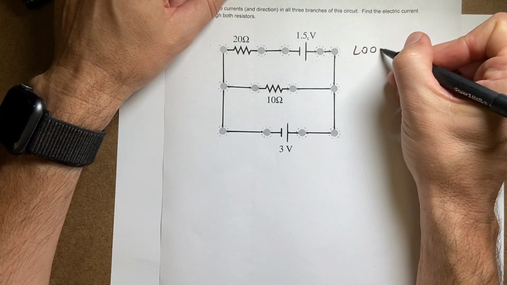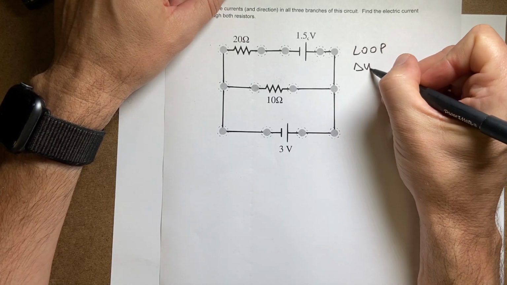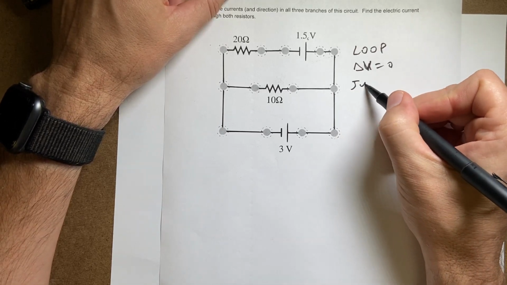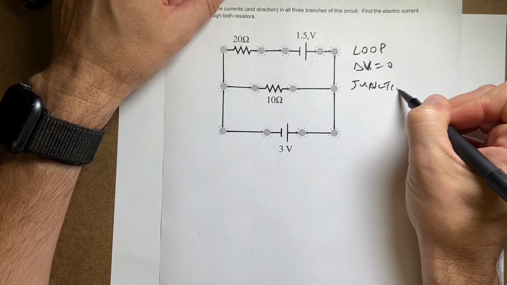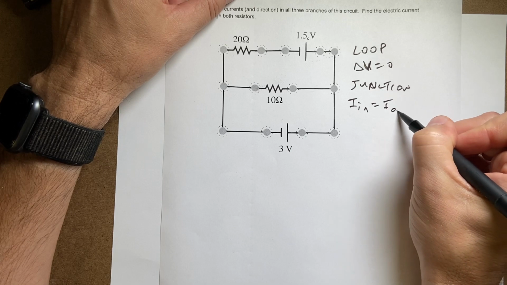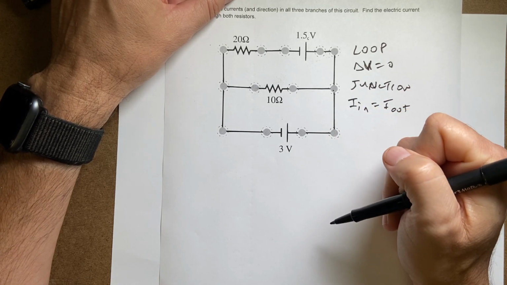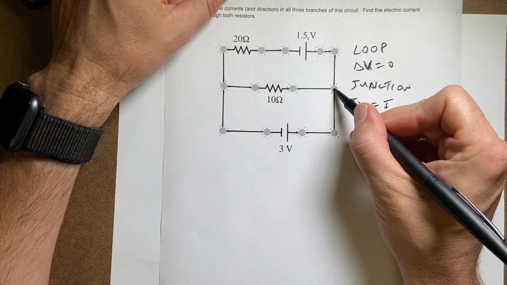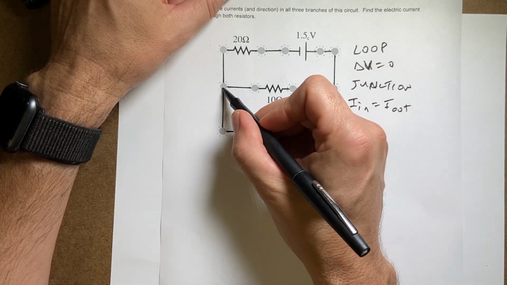We have the loop rule, which says the change of potential around any loop is 0. And then we have the junction rule. And that says I in equals I out for any junction like this. So in this case, I actually have just two junctions. I have this one, and I have this one, but they're actually the same thing.